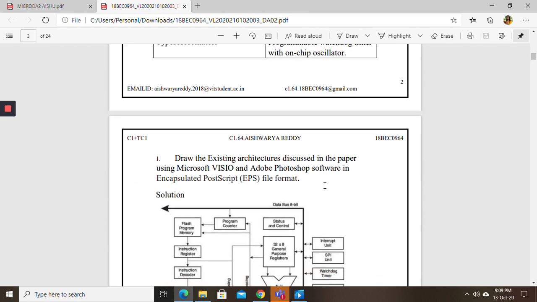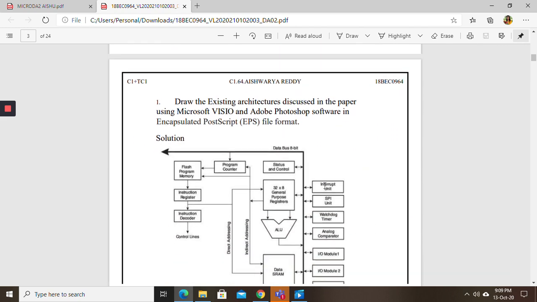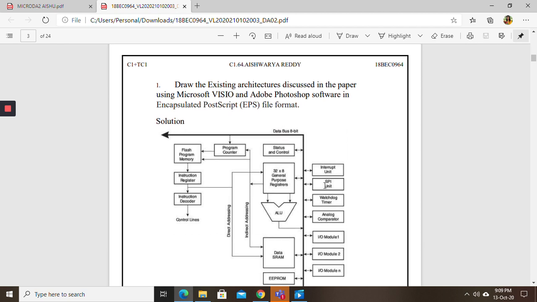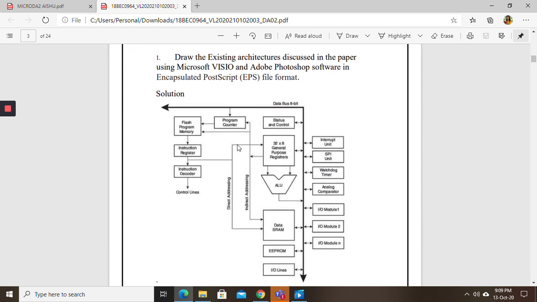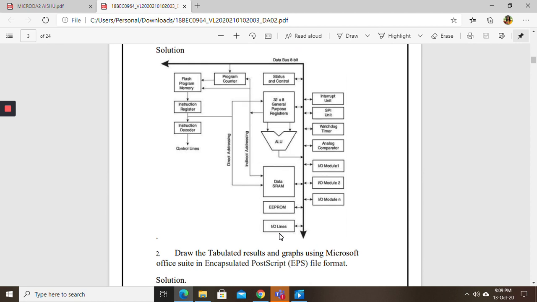The first question is to draw the existing architectures discussed in the paper, and this is the block diagram of the paper. On the right part we have input output module 1, input output module 2, and module n, and watchdog timer, analog comparator, SPI unit, interrupt unit, and next we have the ALU, input output lines, instruction decoder, and so on.